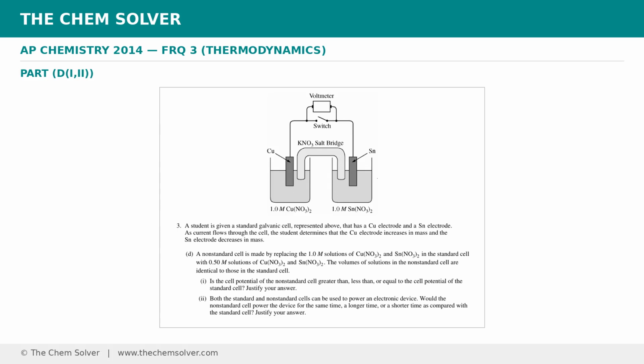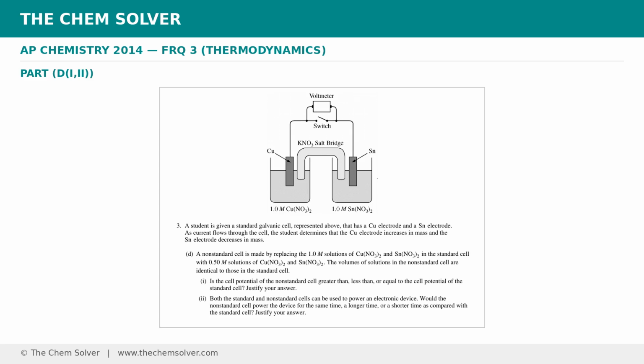A nonstandard cell is made by replacing the 1.0 molar solutions of Cu(NO3)2 and Sn(NO3)2 in the standard cell with 0.50 molar solutions of Cu(NO3)2 and Sn(NO3)2. The volumes of solutions in the nonstandard cell are identical to those in the standard cell.